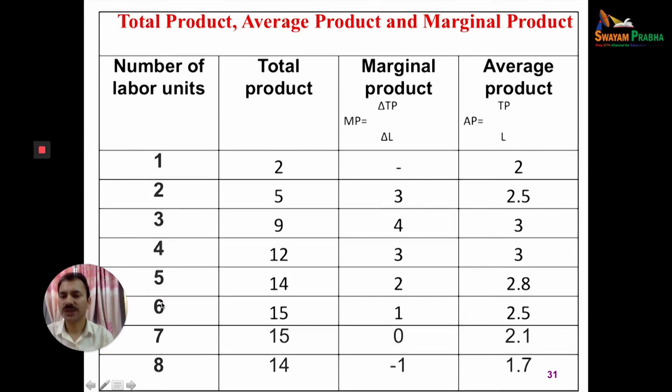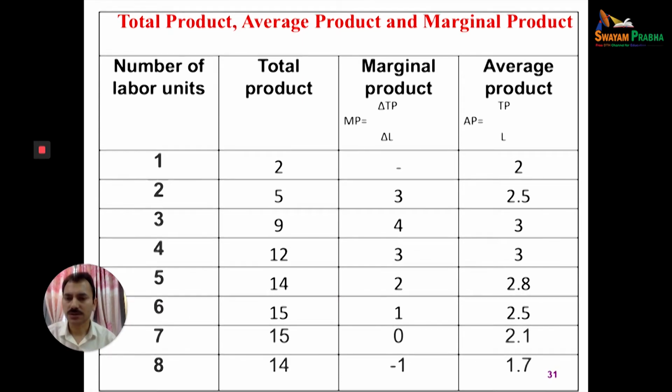And when you change the labor from 6 to 7, the output remains constant. There is no change. And if you use more units of labor, then it starts decreasing, meaning cost starts increasing. So comparatively, the output starts decreasing. So total product means the entire output, the product.